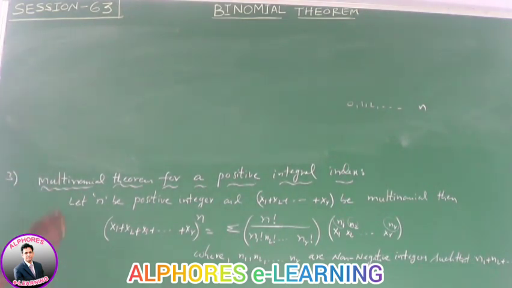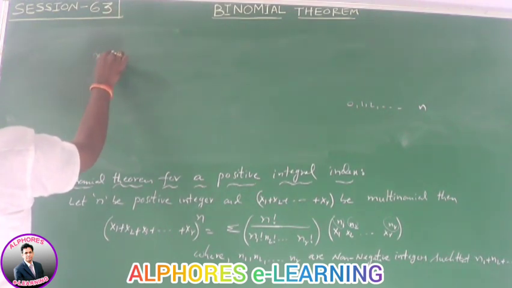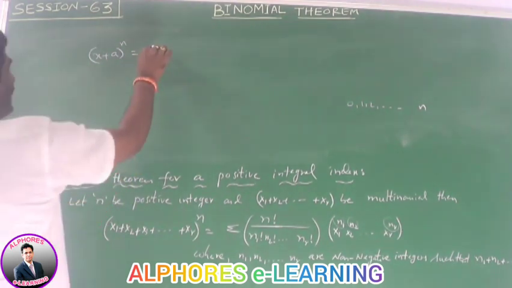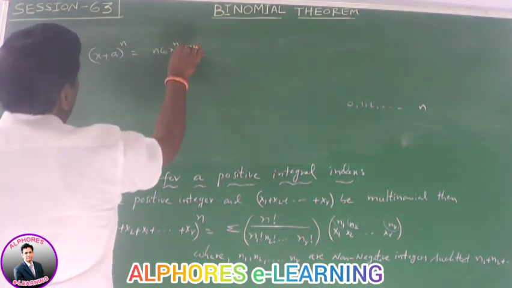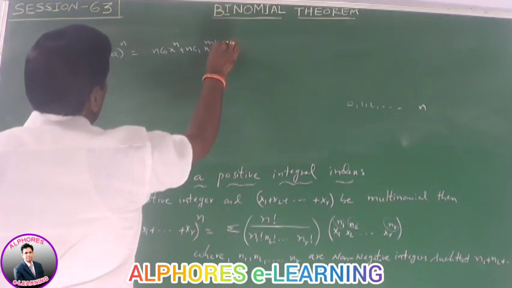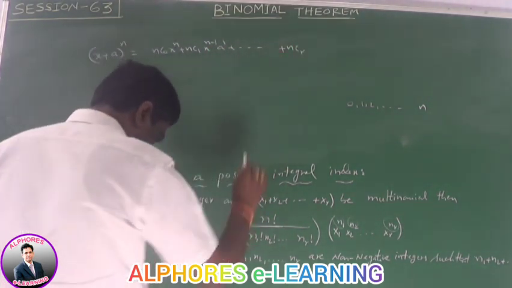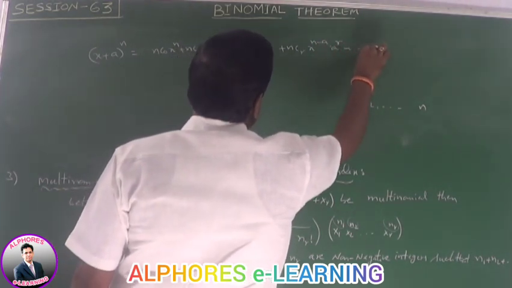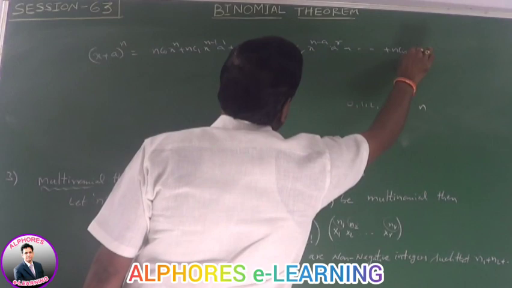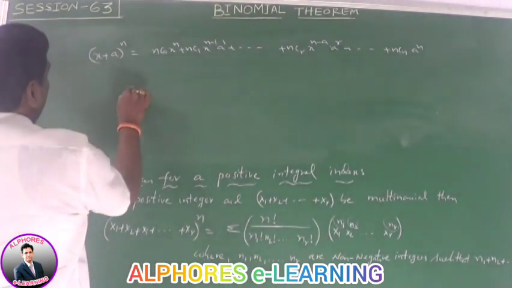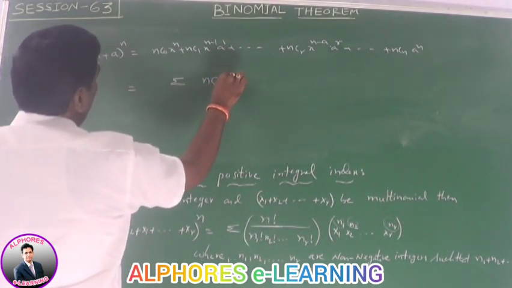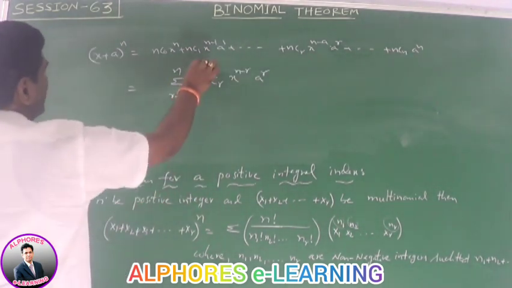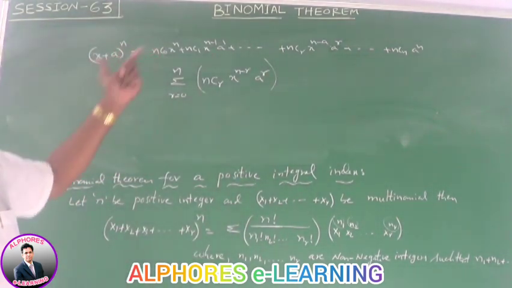Please observe the binomial theorem. Suppose n is an integer. What is the binomial expansion? x plus a whole power n is equal to nC0 into x power n plus nC1 into x power n minus 1 into a power 1 plus so on nCr into x power n minus r into a power r plus so on nCn into a power n. That means simply it can be written as sigma nCr into x power n minus r into a power r, r is equal to 0 to n. In this case we get n plus 1 terms, so we use r value from 0 to n.